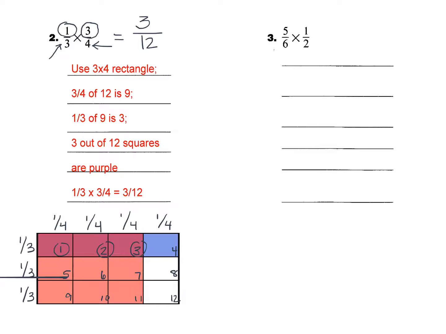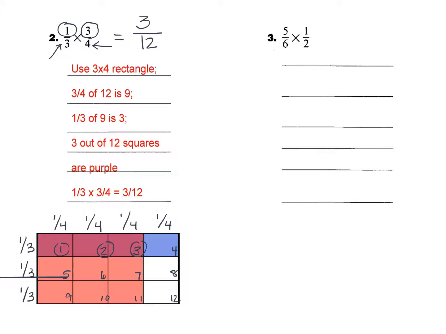Use a 3x4 rectangle. 3/4 of 12 is 9. 1/3 of 9 is 3. 3 out of 12 squares are purple. 1/3 times 3/4 equals 3/12.